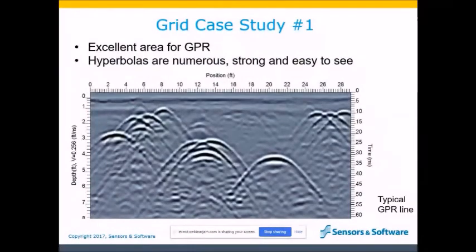Okay, here's a common story of utility locating with GPR at complex sites with many utilities. I call it the chasing hyperbolas technique. Here's a play-by-play of the data collection.